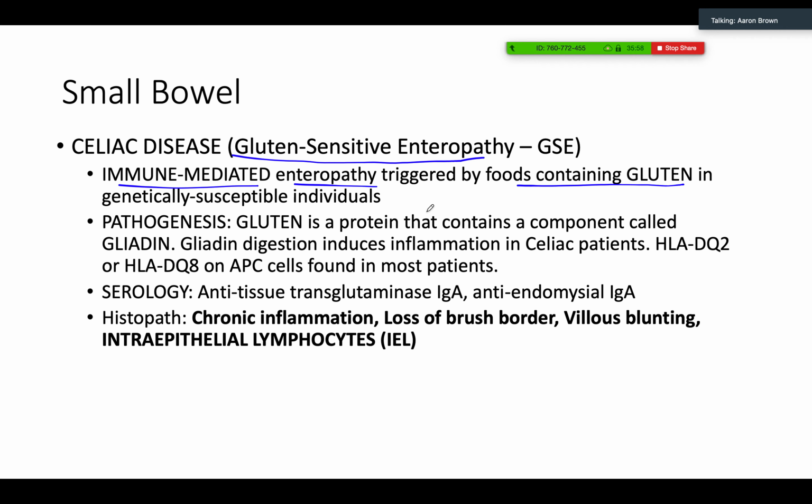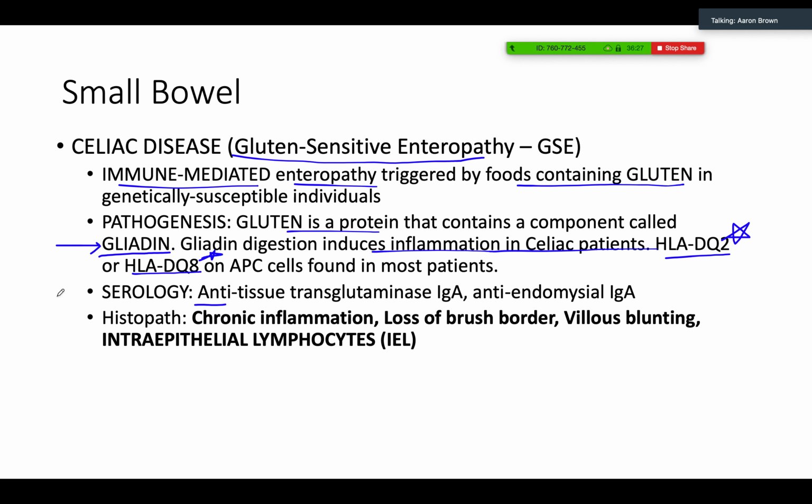And so these patients really need to stay away, because gluten will activate their immune system and cause them to have inflammation. Okay? So gluten is a protein, contains gliadin. You do need to know this. Gliadin causes inflammation in celiac patients. HLA-DQ2 and DQ8 is the genetic linkage. Okay, so definitely remember those. Those I remember being important.